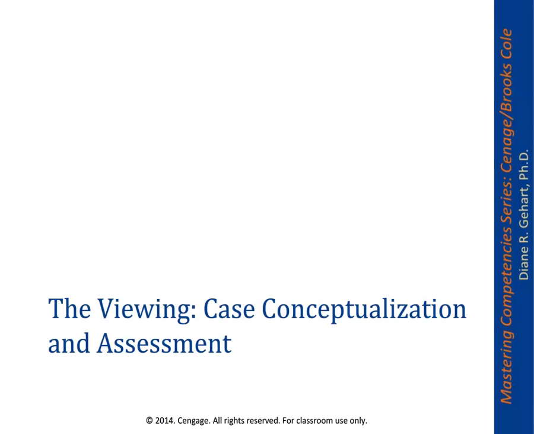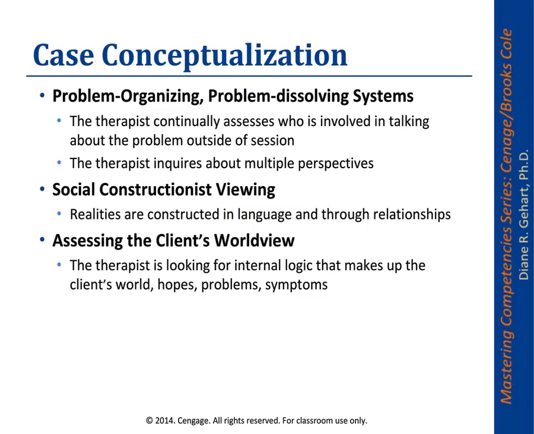So we're going to move on to talking some about case conceptualization in collaborative therapy. Case conceptualization is very much constructed around the postmodern social constructionist worldview. The earlier way that Harlene and Harry transitioned from systemic ideas to postmodern was they talked about the problem organizing, problem dissolving system. Not so much a term they use today, but I think it's worth mentioning, because instead of talking about the family system, they started talking about the problem organizing system. So the question is, who is talking about the problem?